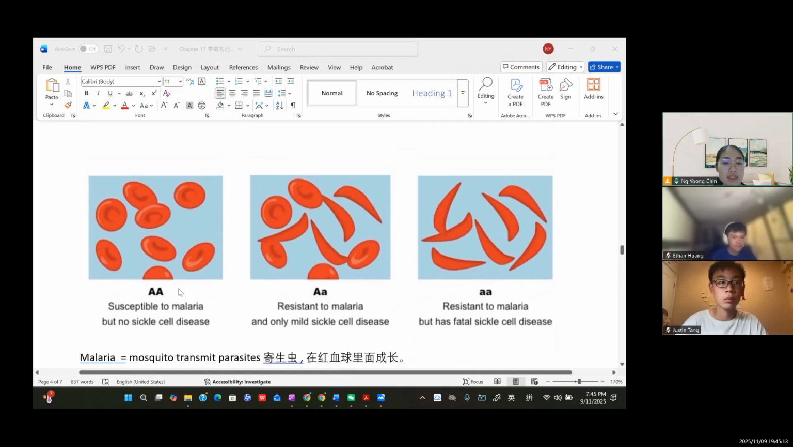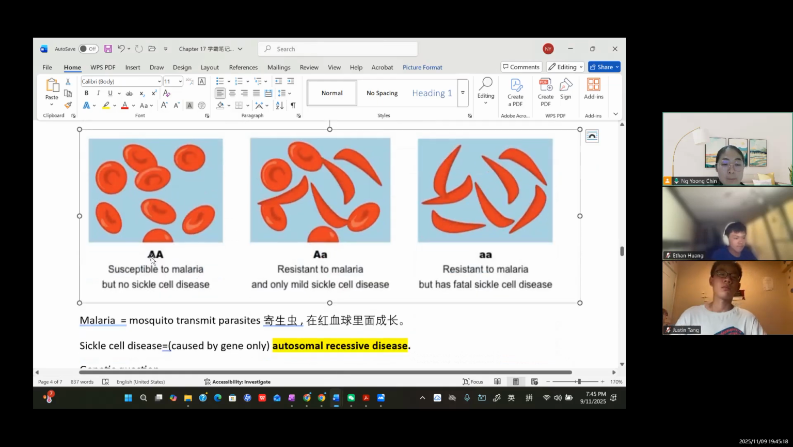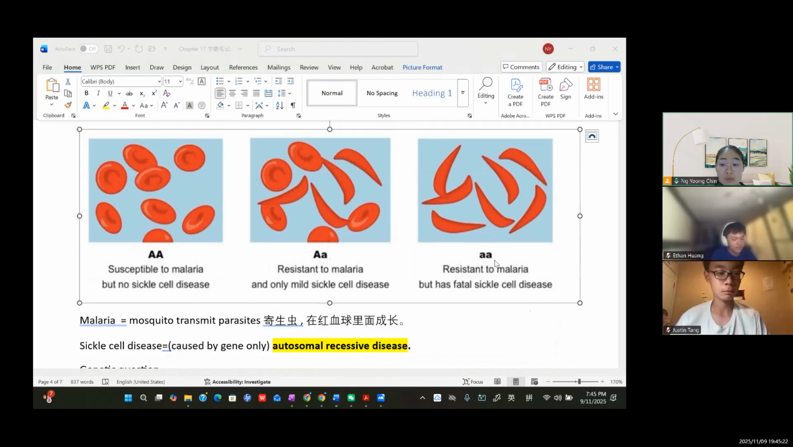And then the exam would like to ask about this one, okay? You have one big A, one small a, and then you have two small a. So which one is resistant to malaria? The one who is resistant to malaria is the one who contains the sickle cell gene, which is this one: two small a, or only one of them small a, which means they contain the sickle cell gene.